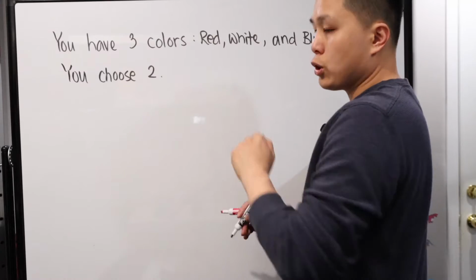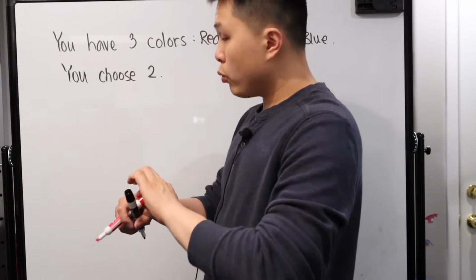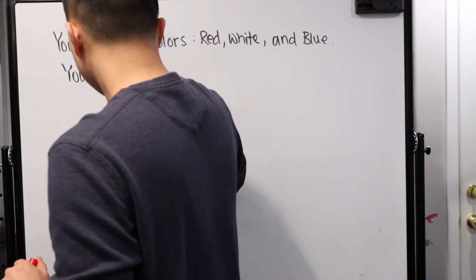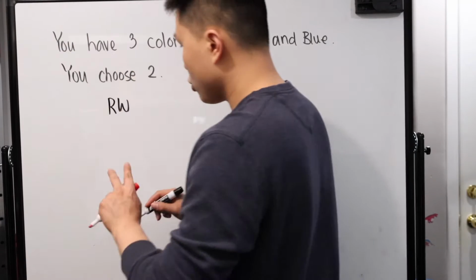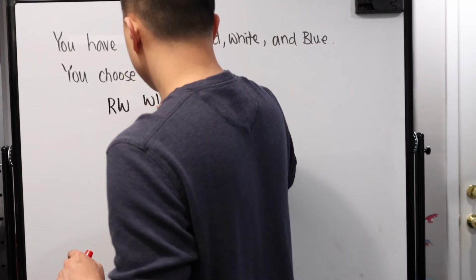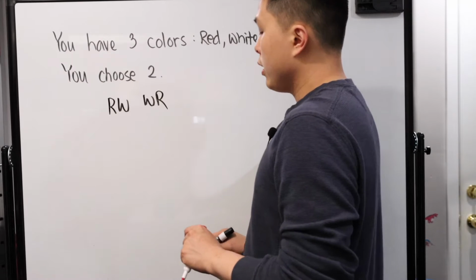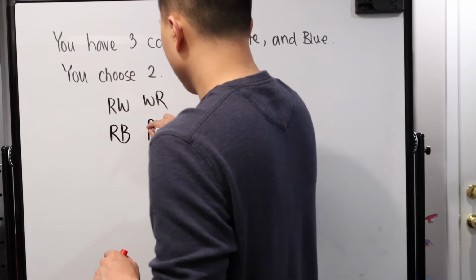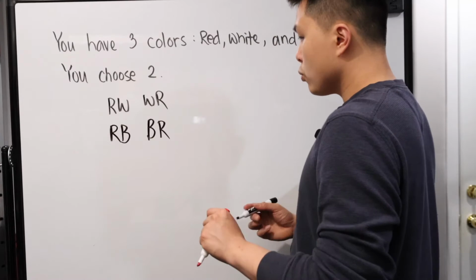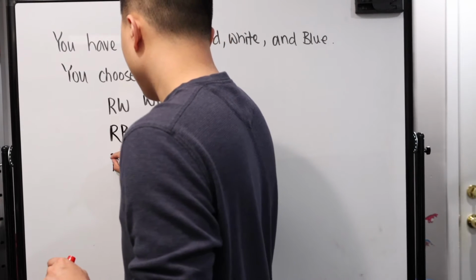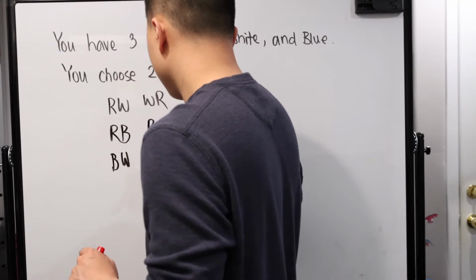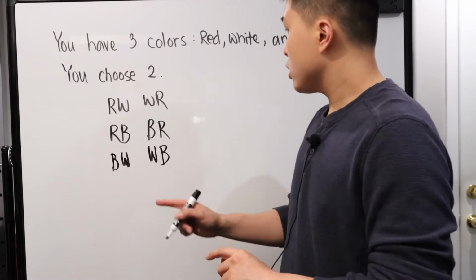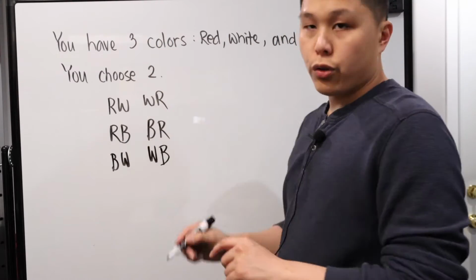We have red, white, and blue, and we're choosing two. We can use the formula, but I don't want to use the formula. I'm going to write it all out. So we have red, white, and then of course you can reverse it, right? Because order matters. White and red. Then you have red, blue, and then of course you have blue and red. And then afterwards you also have blue and white, which is also, you can have white and blue, right? Those are all the possible ways you can choose two out of these three colors.